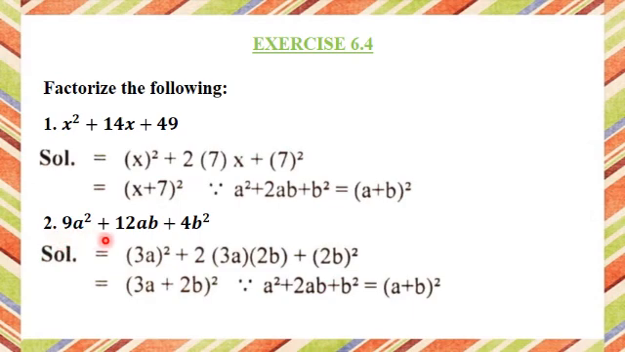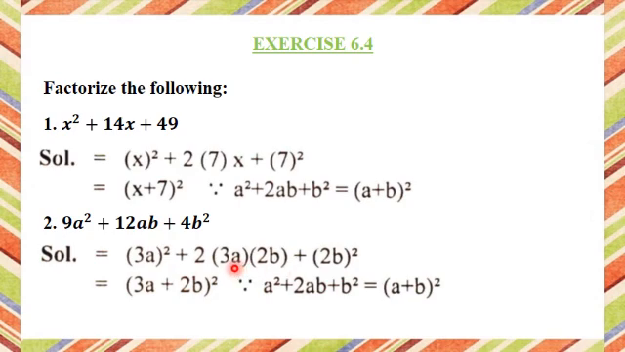9a square plus 12ab plus 4b square. First of all, see if anything is common, and we are observing that there is nothing common. And after that, see that 9a square is a perfect square of 3a, so write it in the form of a square, and 4b square is a perfect square of 2b, so write them in the form of a square. And after that look that in between you have a plus sign, it is a plus formula. So write plus 2ab.